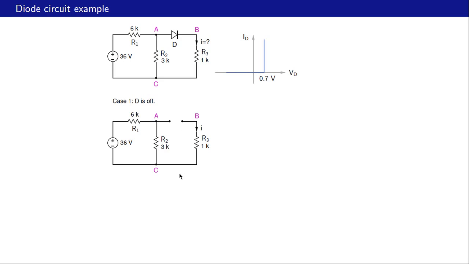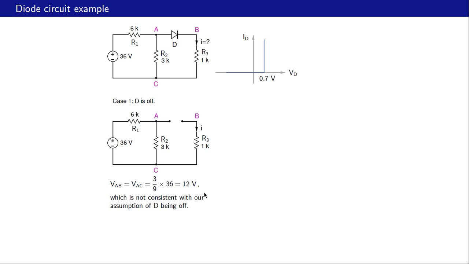Now in this case, let us first find the diode voltage. What is the diode voltage? It is VA minus VB. Now since this current is 0, because we have an open circuit here, there is no voltage drop across R3, and therefore VB is the same as VC, and VAB therefore is equal to VAC. And VAC is given by voltage division, that is R2 divided by R1 plus R2 times 36 volts. So that is our diode voltage, and that turns out to be 12 volts.